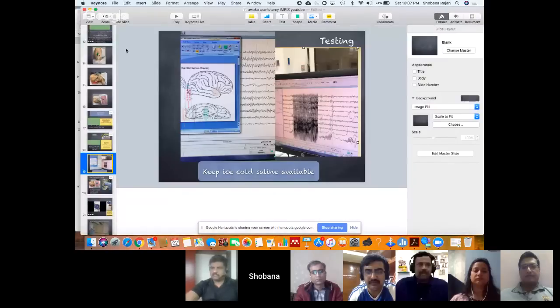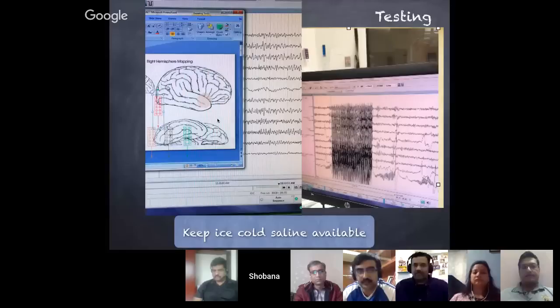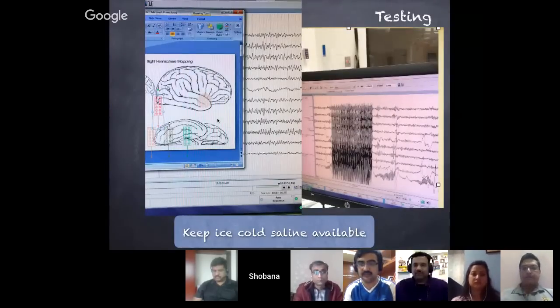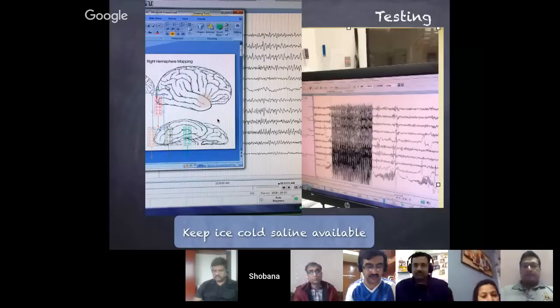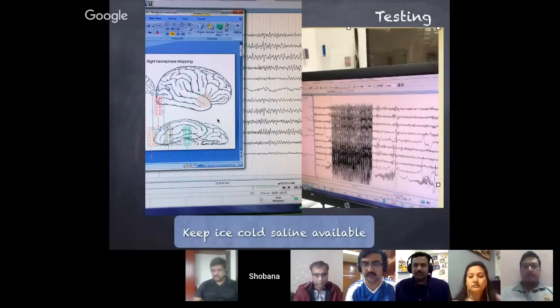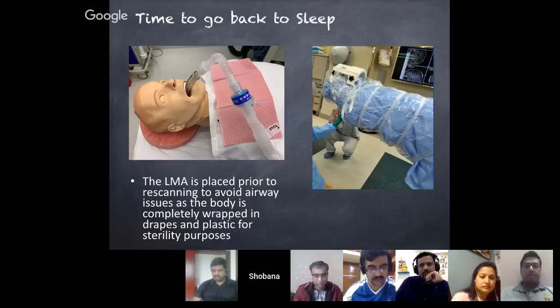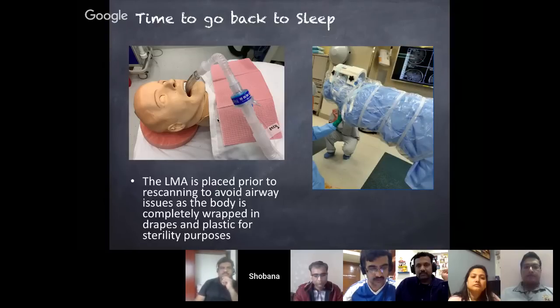I'm going to continue with some more of my slides, and I think we could go ahead with some of the troubleshooting things. For one thing, I wanted to mention that during testing, it's so important to keep ice cold saline available in case seizures happen. And then when we go back to sleep, we normally put in an LMA, because this is how we wrap the patient up to go into the MRI scanner. It's really important to make sure that the patient's airway is secure, and that's one of the reasons why we put in an LMA.